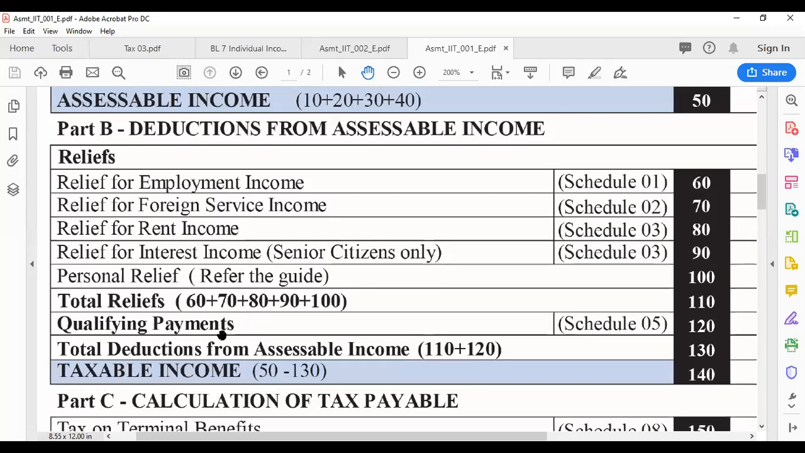And qualifying payment, there are two. One is donation to approved charity in money. The second one is donation to the government, in terms of money or otherwise. Both of them are accepted.